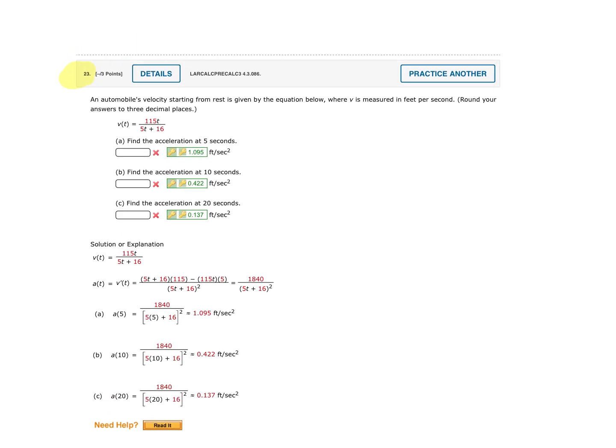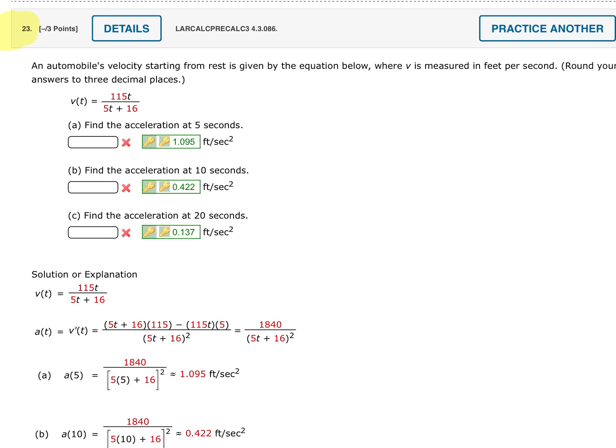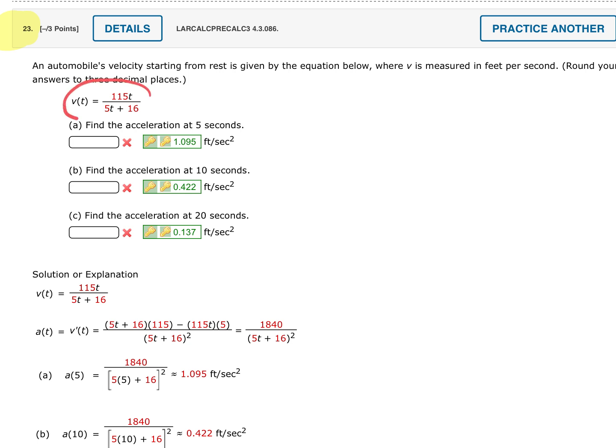An automobile's velocity starting from rest is given by the equation below, where v is measured in feet per second. Round your answer to 3 decimal places. So it gives us the velocity, but it wants us to find the acceleration at 5 seconds. How do we find our formula for acceleration? Take the derivative. So v prime of t is the acceleration. So let's find our derivative.